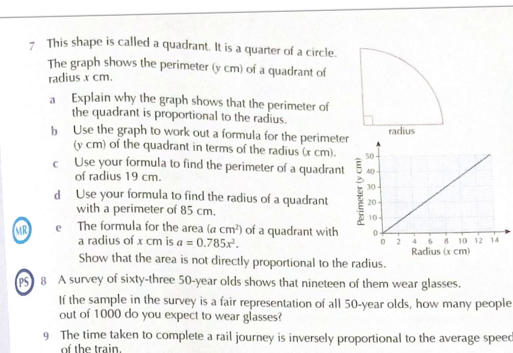Number 7, Muhammad, yes, read. This shape is called the quadrant. It is a quarter of a circle. The graph shows the perimeter y centimeters of a quadrant of radius x centimeters. Explain why the graph shows the perimeter of the quadrant is proportional to the radius. Who can solve A? This is the graph he means.